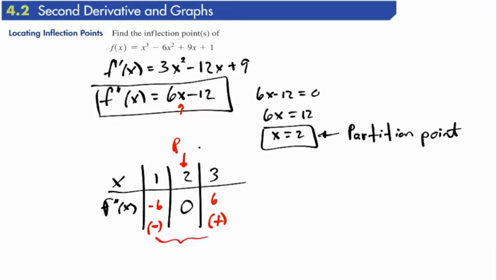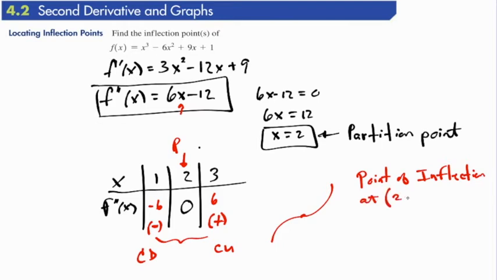And since we see that the second derivatives are changing from negative to positive around x equals 2, that means we're going from concave down to concave up. It is a point of inflection. So there's a point of inflection at 2, f of 2.